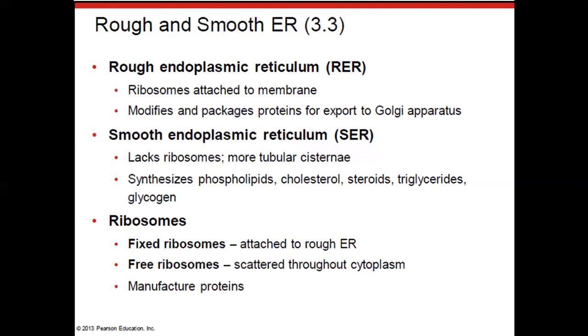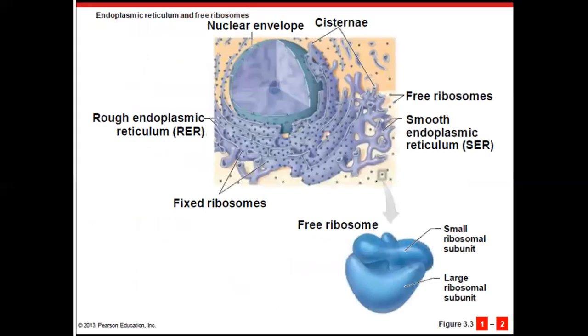And ribosomes can be fixed and attached to the rough endoplasmic reticulum, or they can be free and scattered throughout the cytoplasm. And basically they're little manufacturing sites for proteins. And those proteins get sent to the Golgi apparatus.